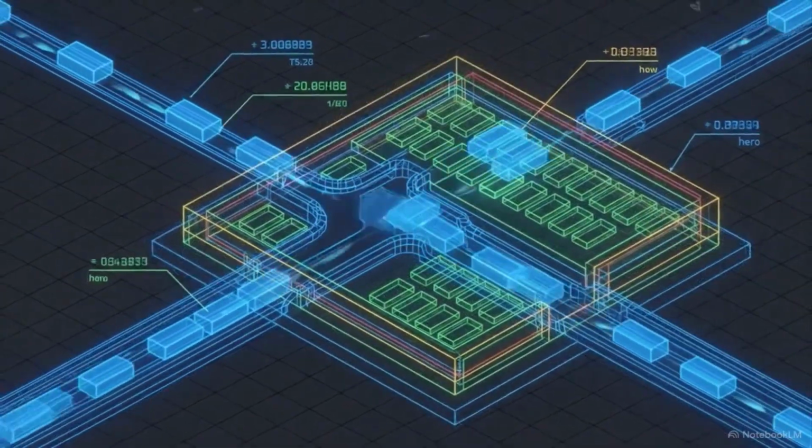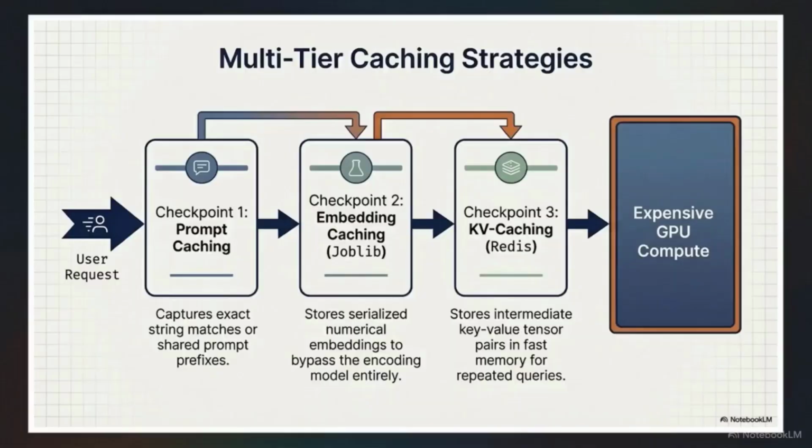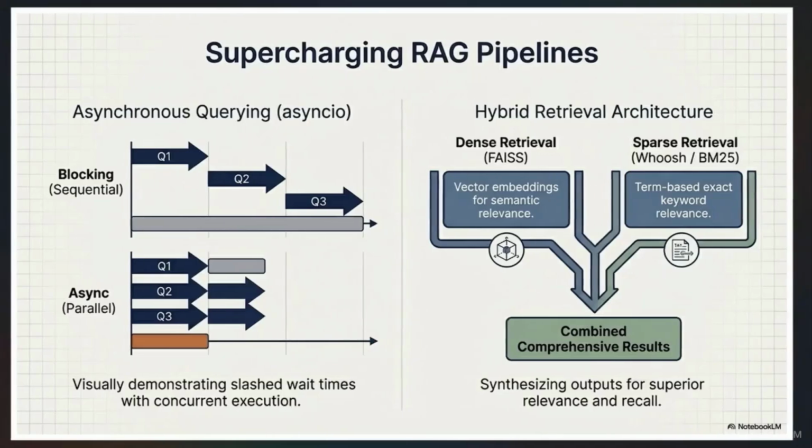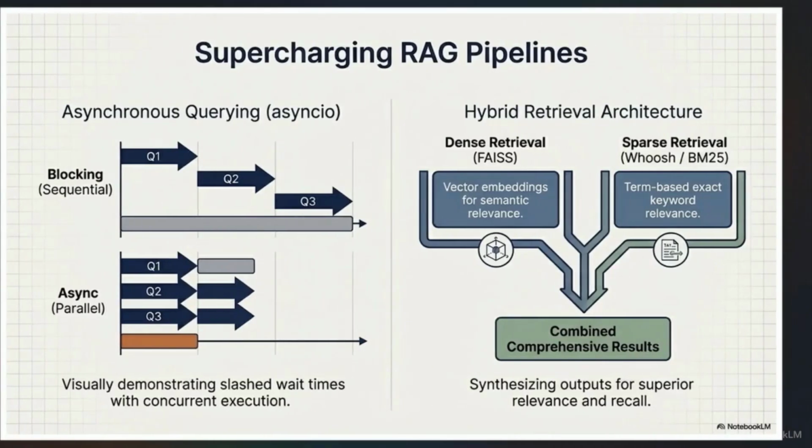High-performance engines require high-speed data delivery. This multi-tier caching strategy replaces slow retrieval. Joblib stores numerical embeddings to bypass the encoder, while intermediate tensors are stored in Redis for near-instant retrieval of frequent queries. We optimize retrieval-augmented generation, replacing sequential blocking with parallel asynchronous queries. To maximize accuracy, hybrid retrieval merges semantic vector embeddings from FAISS with exact keyword relevance from the BM25 ranking algorithm.